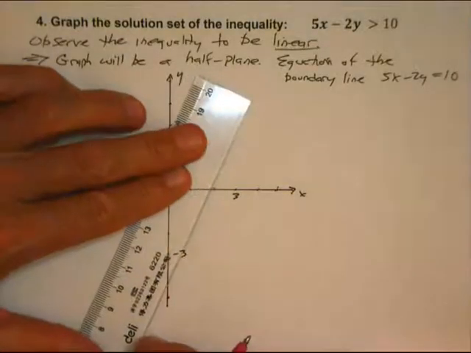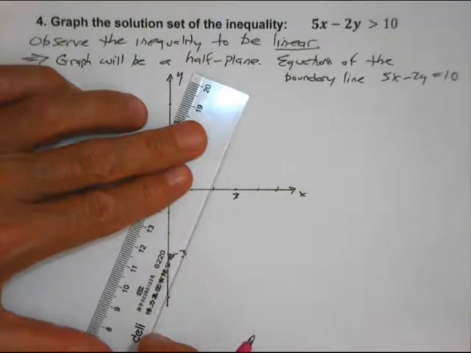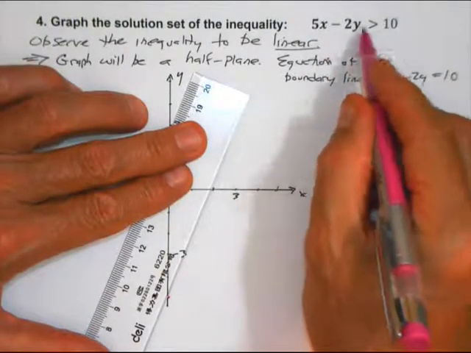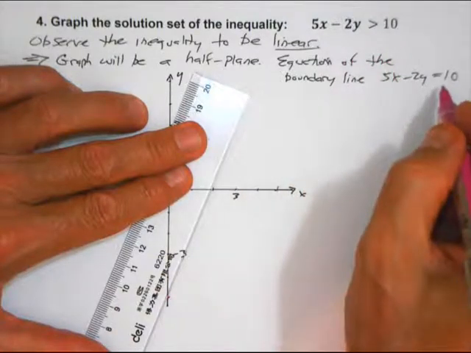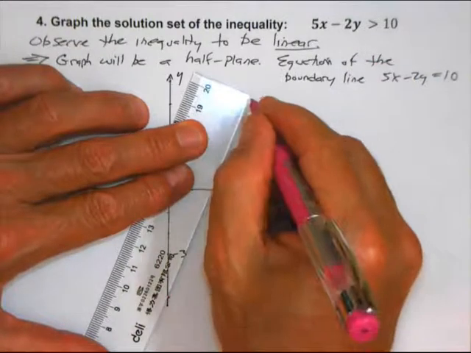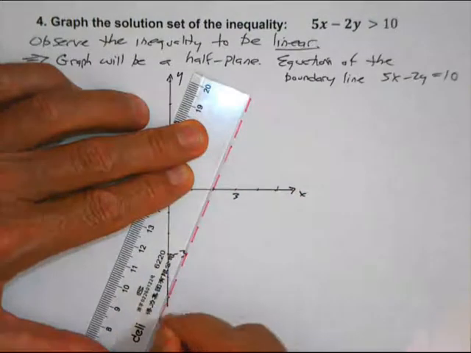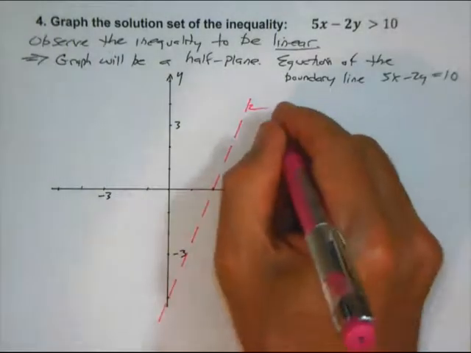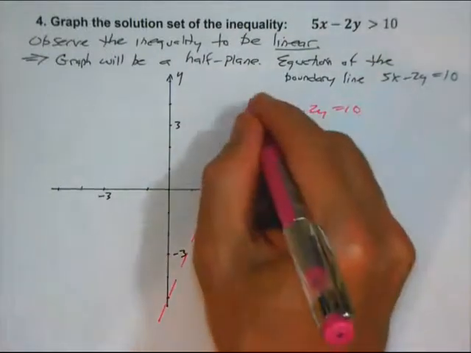Now, what do we do with this boundary line? We need to be careful when we graph a boundary line in an inequality. This inequality is strictly 5x minus 2y greater than 10. 5x minus 2y equal to 10, which we're graphing now, is not part of the solution set. So we must use a dashed line. This indicates this is just a reference line. These are not solutions. And this is 5x minus 2y equals 10 that we've graphed right there.